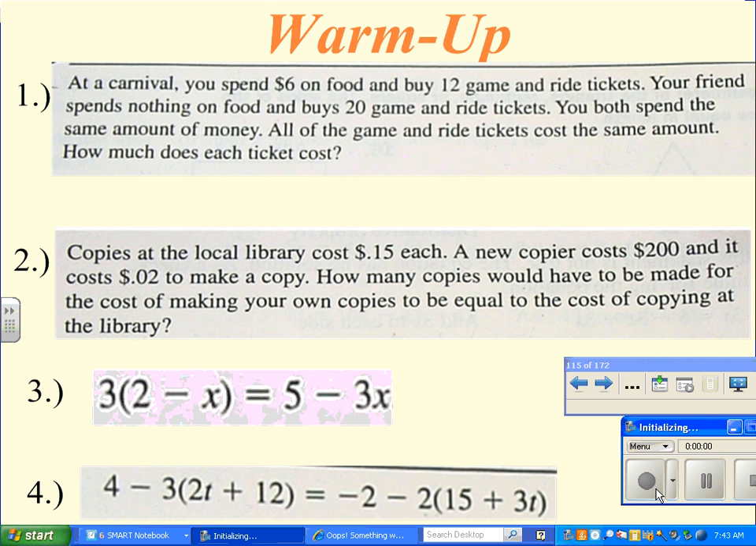Our objective today is to talk about word problems with equations with variables on both sides, and then start to review for the 3-1 to 3-3 quiz, which you have tomorrow.